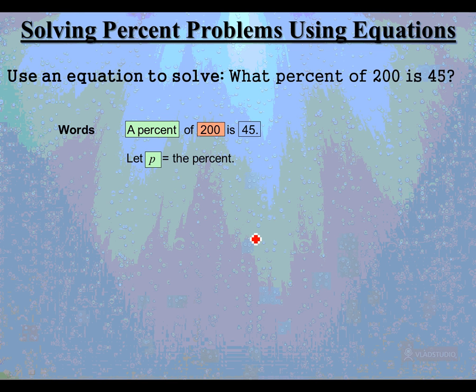Here's our setup. I'm just kind of breaking it down. If you see what I'm doing here, these are the important elements of this problem. A percent of our number is 45. I just want to break it down and look at the important parts of it.